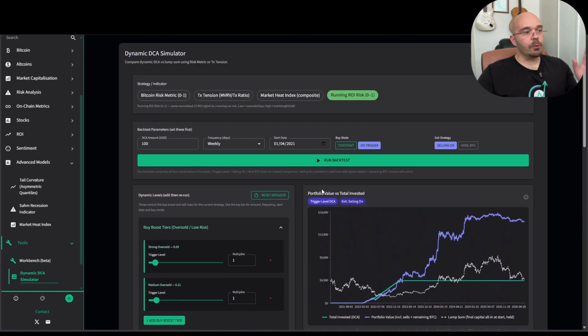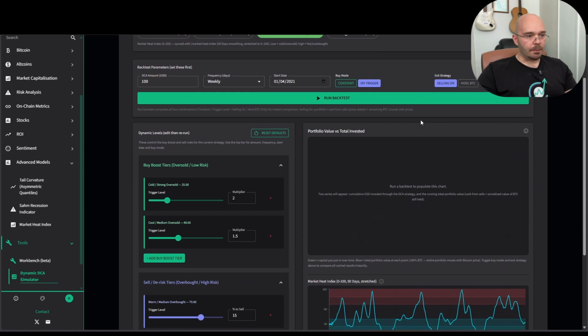So that's pretty good. What you want to do when you're comparing these is make sure you keep as many variables the same as possible, because we're being scientific about this. Yeah, we're not crazy moon boys. We're doing this seriously. Okay, let's look at market heat index.